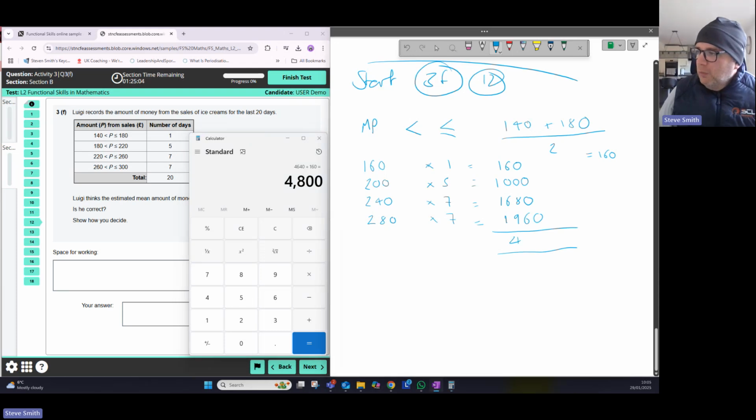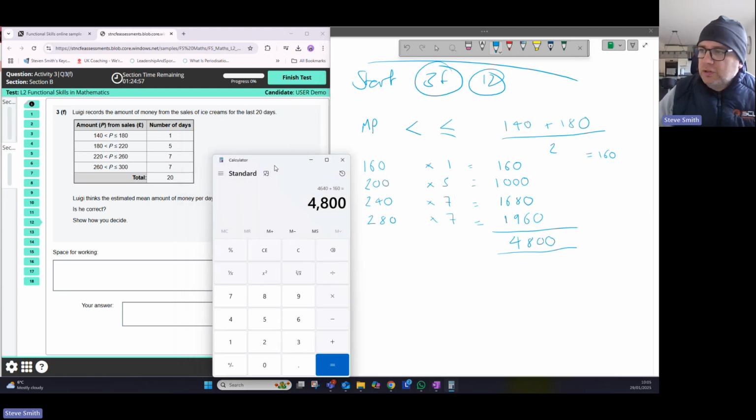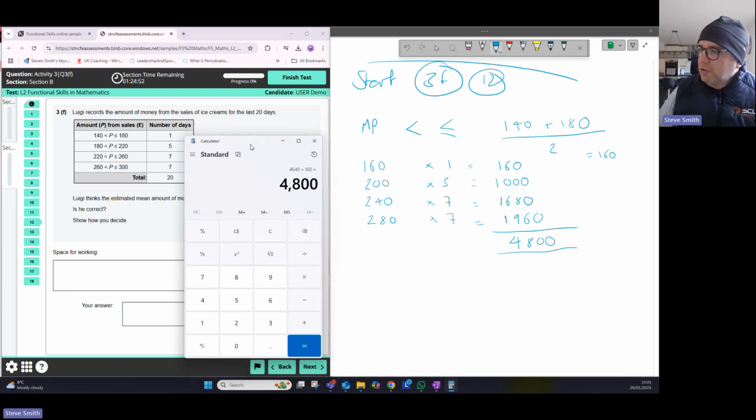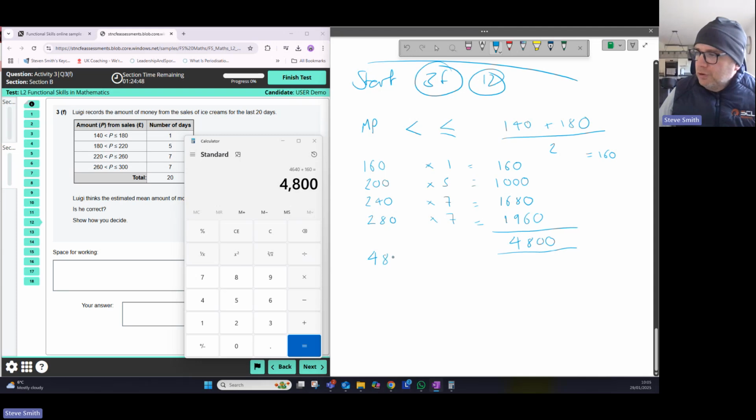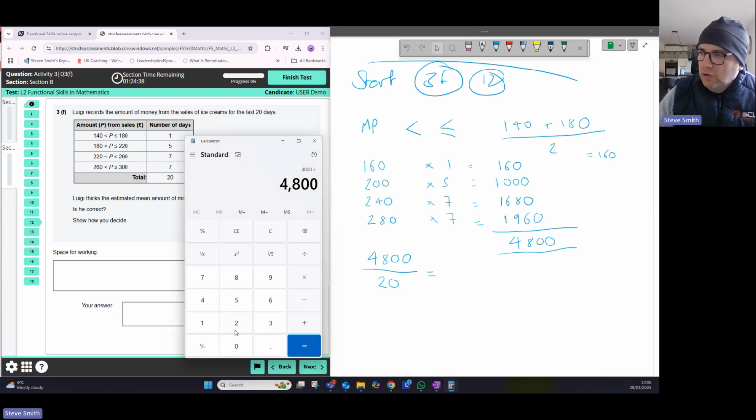Like I said, when you've done your mean average, you've added all the numbers up, and we divide it by the number of occurrences. You can see here it's telling us the number of occurrences, which is 20 days. So we've got 4,800 divided by 20, and we can divide it by 2 in our heads and say 240. So we divide by 20 equals 240.